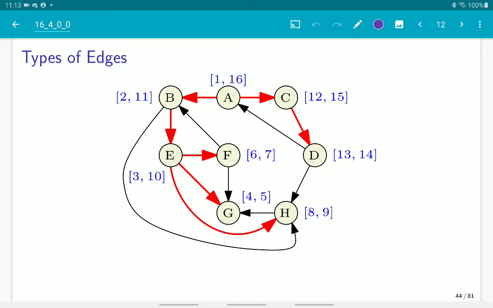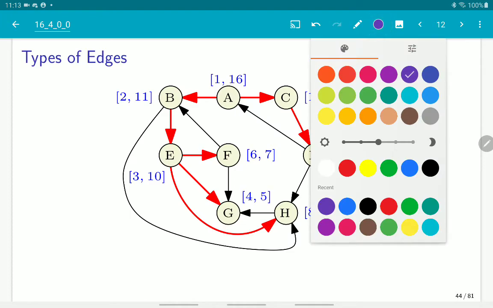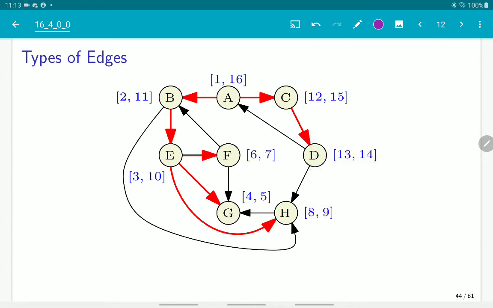Okay, so here's the tree. Let's look at the kinds of edges we have here. So this is a cross edge. This is a backward edge. This is a cross edge. So maybe I should use different colors. Let's use different colors. Okay. Purple would be, this is a backward edge, right? And here's another backward edge. So those are the two backward edges.